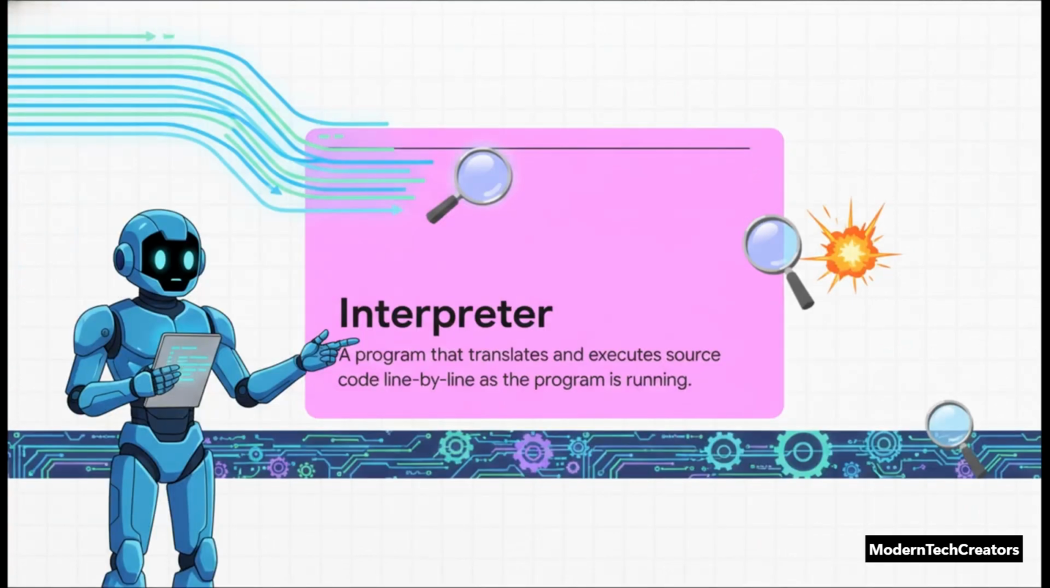And then you have the interpreter. The interpreter is totally different. It's much more of a do-it-as-you-go kind of translator. It doesn't bother looking at the whole program ahead of time. Instead, it reads one line of your code, translates it, runs it, and only then does it move on to the next line. It's all happening live in real time.